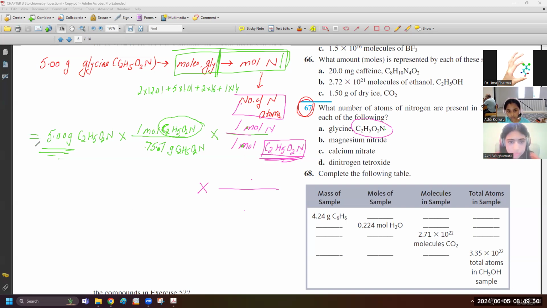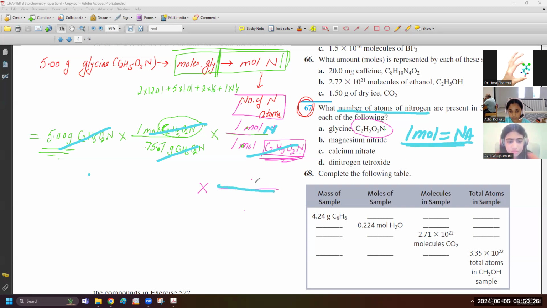I want to convert. You can see that the units which are cancelling out, grams of this, moles of this, moles of this, cancelled out. I'm left with moles of nitrogen. But my question is asking number of atoms of nitrogen. So I want to come to the number of atoms of nitrogen from moles to number. What ratio? In 1 mole, how many number of atoms are there? Avogadro's number. This is the ratio which I'm going to take.